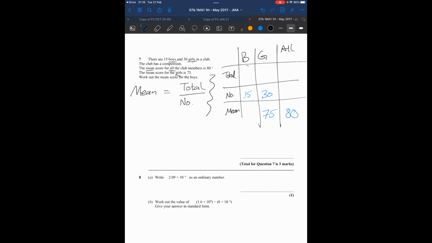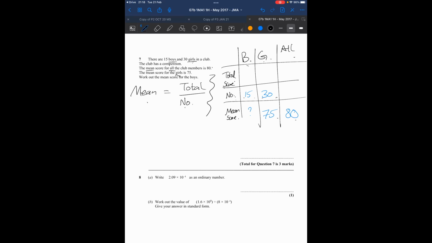So I've divided this up into boys, girls, and then all members. We've got the total score, the number in the group, and then the mean score. The reason I've got these sections is because the mean, remember, is given by the total of something divided by the number of bits of data, or the number of people in the competition here. These numbers I've just filled in from the question. And the question is, what's the mean score for the boys?